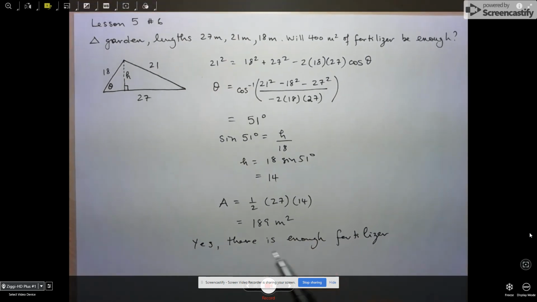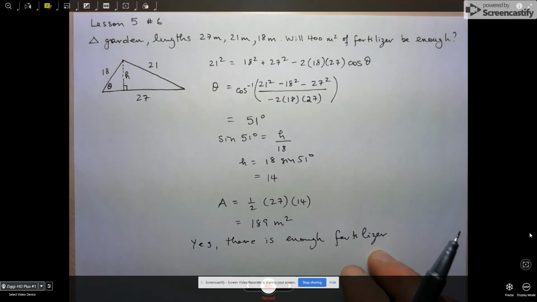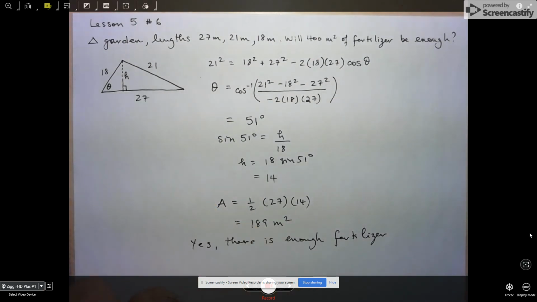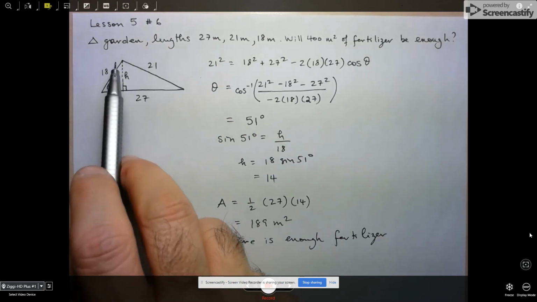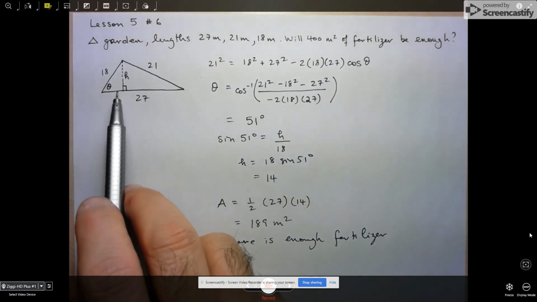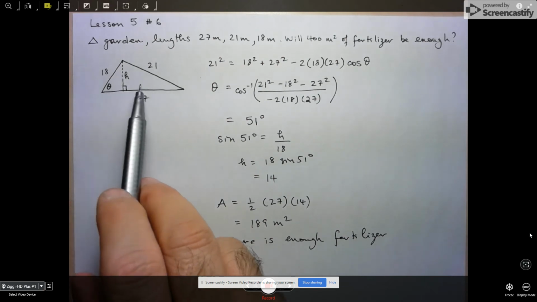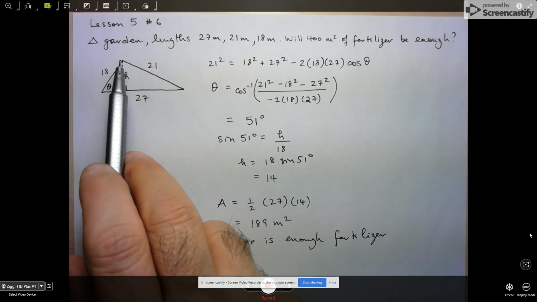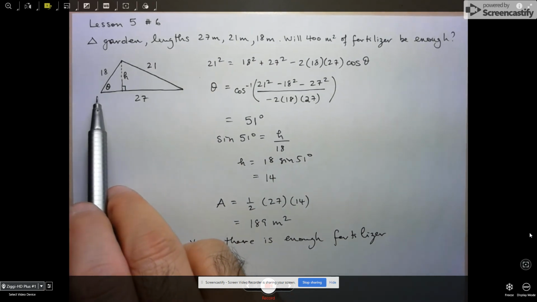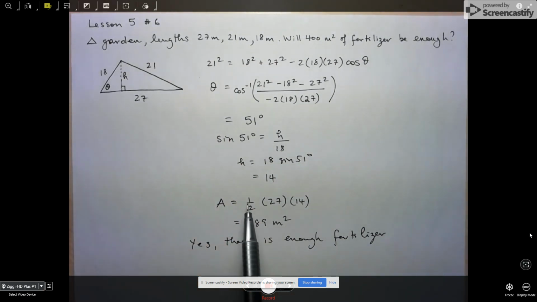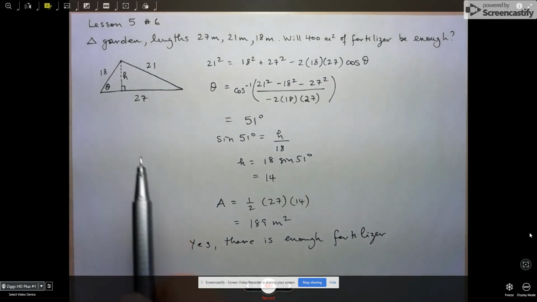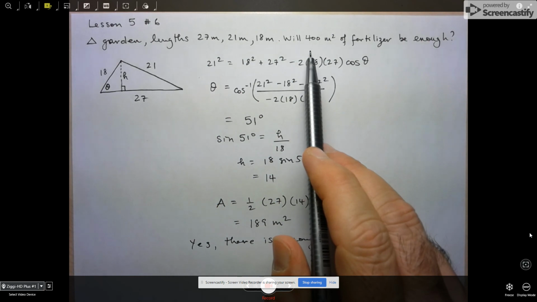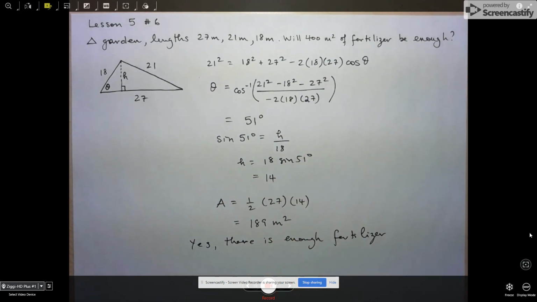All right, so let's recap what we have. So first of all, I got myself a good drawing so that I could set myself up. I realized that I needed to find the height of this triangle, and what would allow me to find that was to determine any one of the angles. In this case here, I needed this angle here, and I could then use my primary trig ratios, in this case sine, to determine the height. Then I found the area and compared it to what we were given, which was 400 meters squared. Okay, that's it for this one.